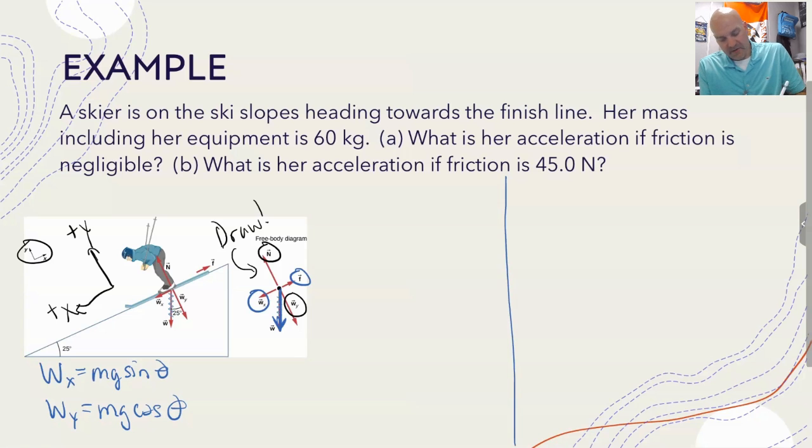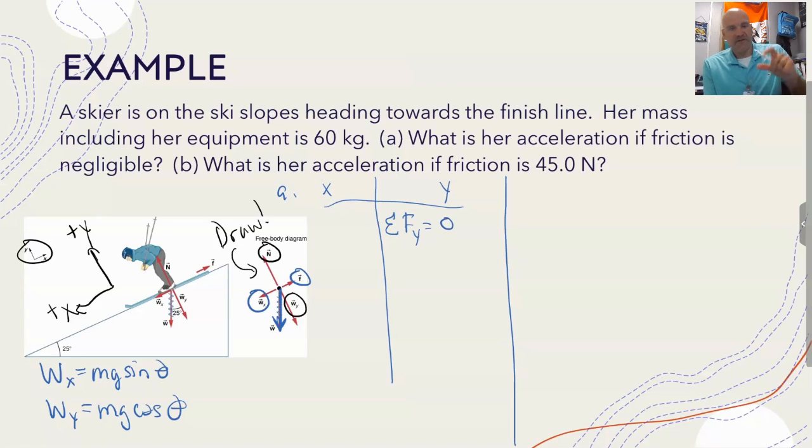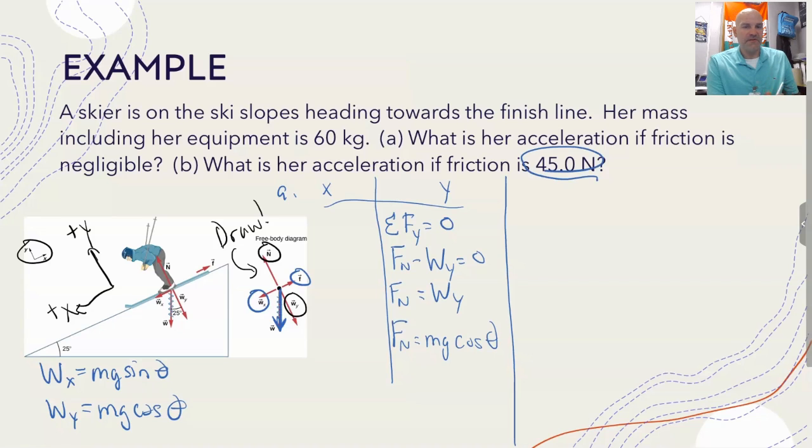All right. And so now I'm going to do my XY chart. So part A is going to be no friction. Part B is going to be friction. So sum of the forces in the Y direction is going to be equal to 0. We're not accelerating like this. It's accelerating down the incline. And so we would have normal force minus WY equals 0. And this tells us the normal force is equal to WY, or normal force is equal to mg cosine theta. Now, for this problem, we don't have to worry about that normal force, but I just wanted you to go through and see what the steps were.